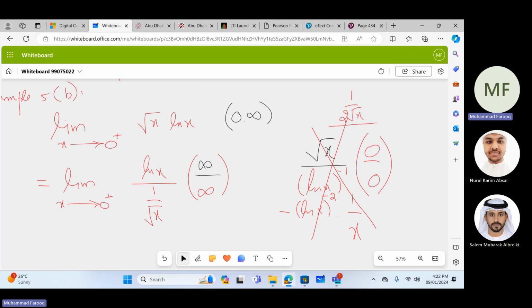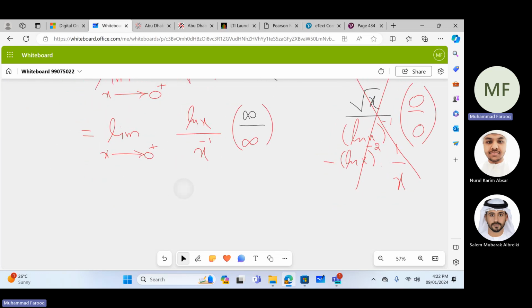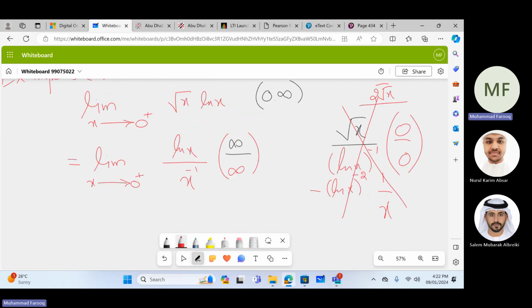Because we need the derivative, rewrite 1 by root x as what? x to the power... negative. How much? -1/2. Correct, it is a square root.